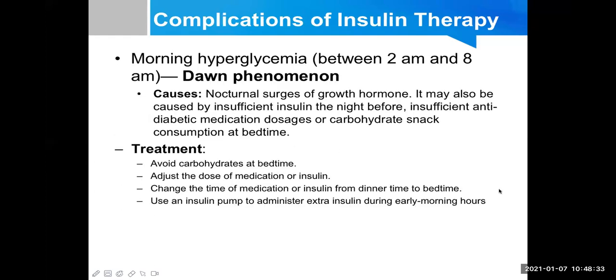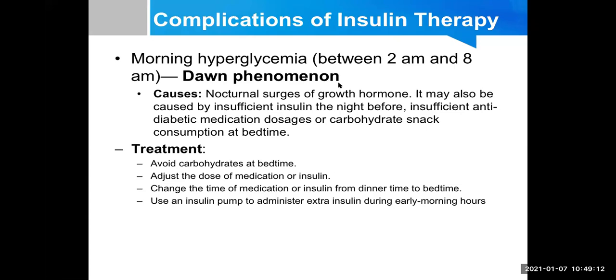Now, there are two very important phenomena or effects after insulin therapy. Very common question in the VIVA exam or MCQ exam. These are called Dawn phenomenon and Somogyi effect. So please pay attention. After we do this discussion, every student should be very clear what is the difference between Dawn phenomenon and Somogyi effect. Now, Dawn phenomenon means there is a morning hyperglycemia, and that hyperglycemia occurs between 2 a.m. and 8 a.m. in a patient of diabetes mellitus who is treated with insulin therapy.